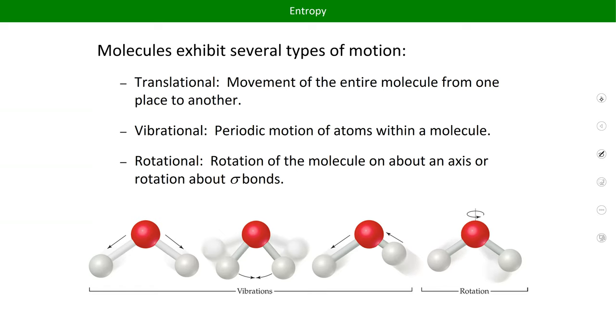Typically, I believe for non-diatomic molecules, there's 3N minus 5 vibrational modes, where N is the number of atoms in the system. So for water, 3N minus 5, 3 times 3, that's 15 vibrational modes for water, right? 9 minus 5. So 4 vibrational modes.